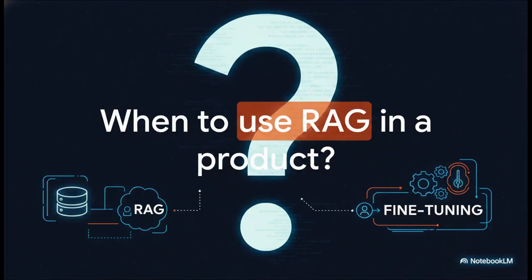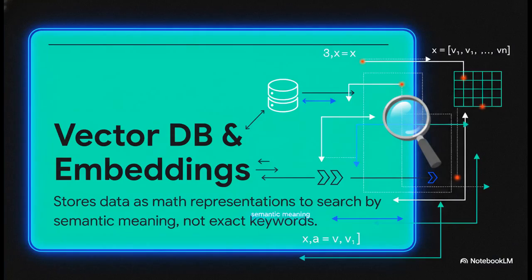Okay, I get the difference in theory, but when would you actually use RAG over fine-tuning, like in a real functioning engineering product? Great question. You use a RAG pipeline, maybe orchestrated with a tool like LangChain, when you need the model to dynamically search your internal docs. And to pull that off, you need a vector database and embeddings.